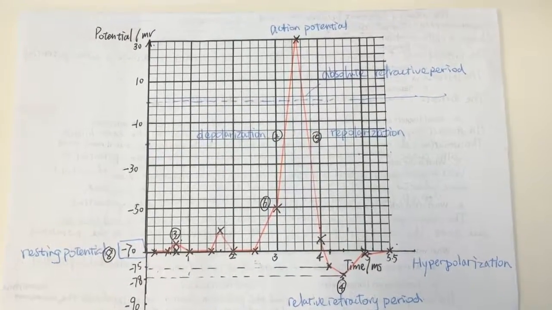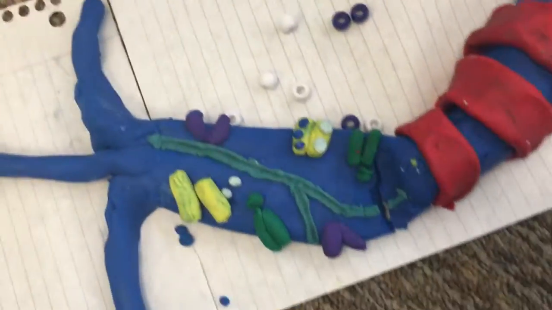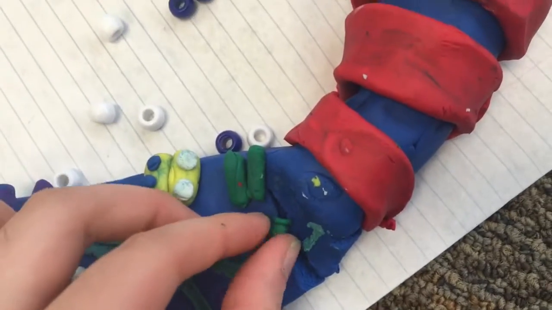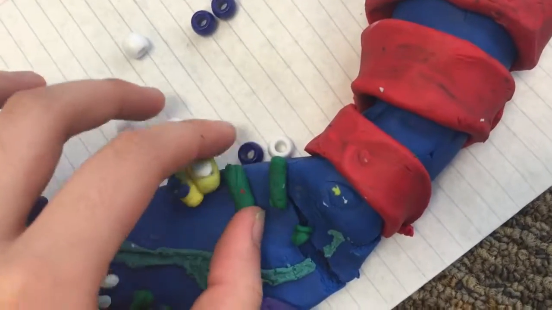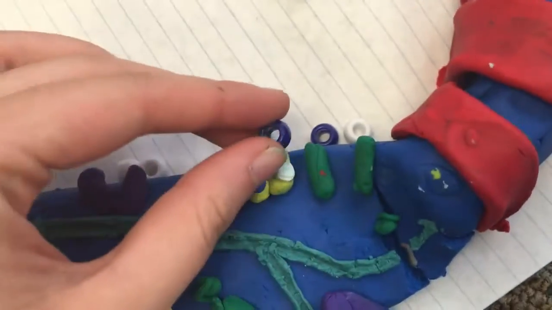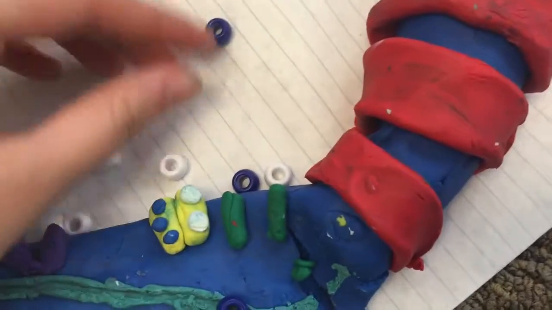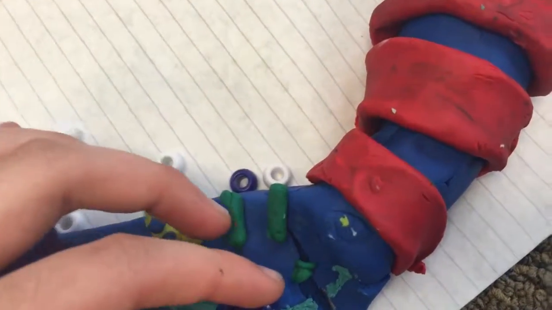An action potential occurs when voltage-gated sodium ion channels open, allowing sodium to flow from outside the cell to inside the cell. This depolarizes the cell.